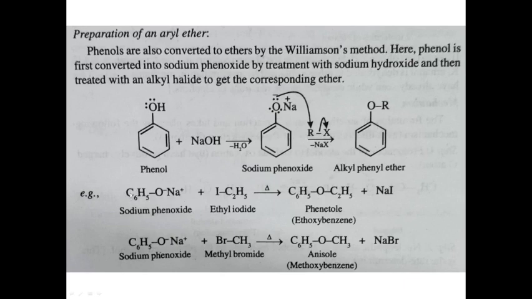For example, we take sodium phenoxide, C6H5ONa, which has the phenyl group. It reacts with ethyl iodide, so sodium iodide is removed as a byproduct, and we get phenetole, C6H5OC2H5, or ethoxybenzene. And when sodium phenoxide reacts with methyl bromide instead of ethyl iodide, we get anisole, C6H5OCH3, and NaBr.